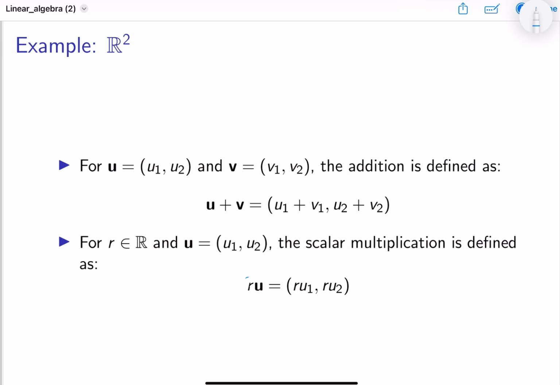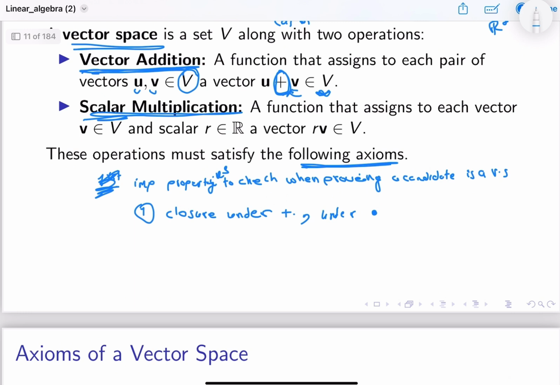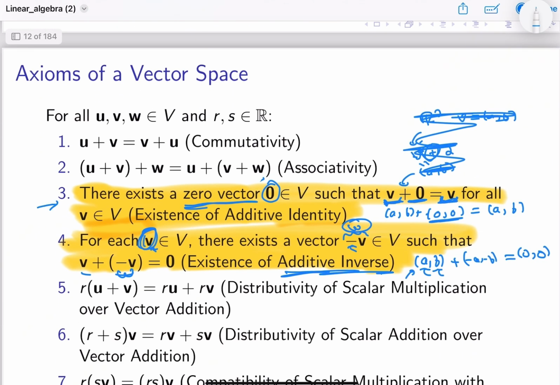We're going to start with other sets other than R2. We're going to define what it means to add two vectors and what it means to multiply a vector by a number, and then we're going to check whether the properties hold. Let me just list things here. The important properties that are usually important to check at the beginning to prove a candidate is a vector space are: first, the closure under addition and scalar multiplication. Second, you would need to check property 3, and you would need to check property 4. So these are this and this.